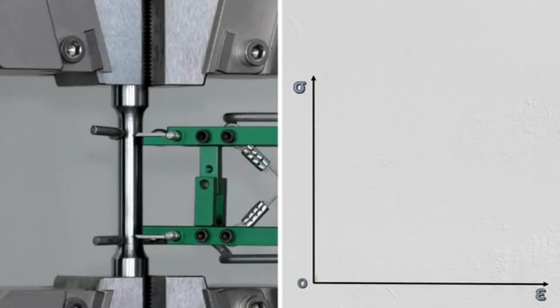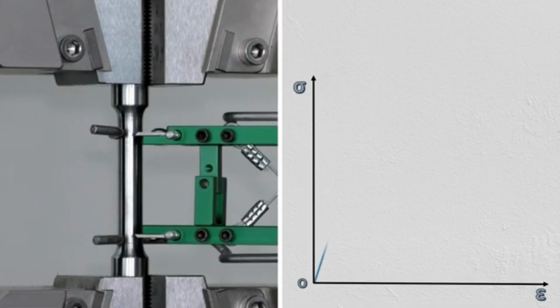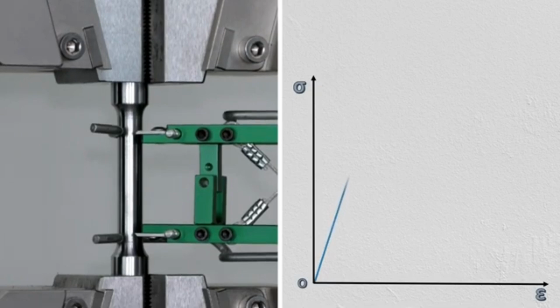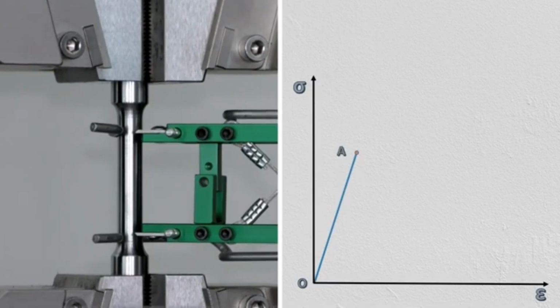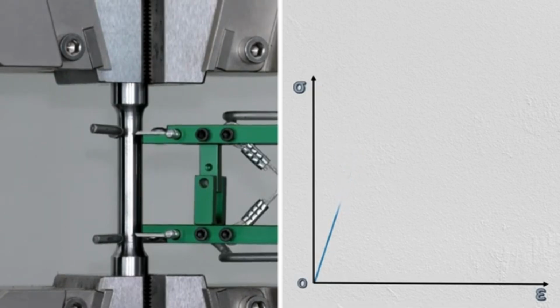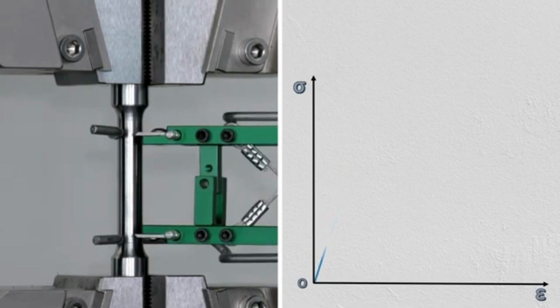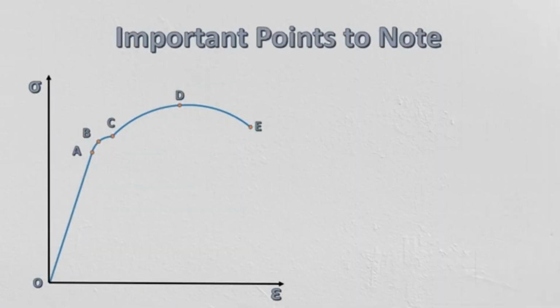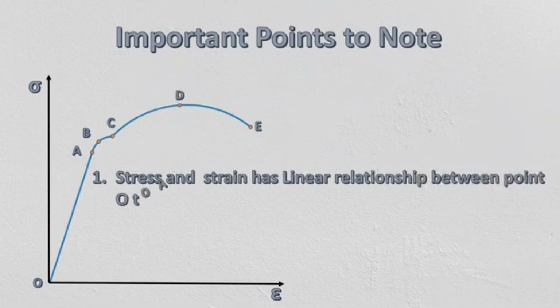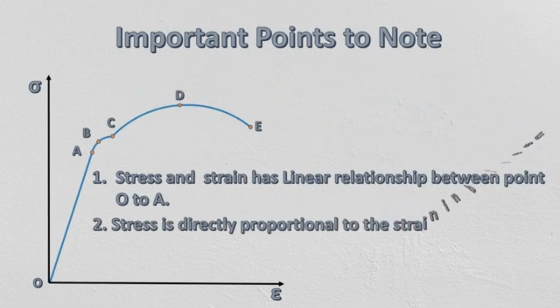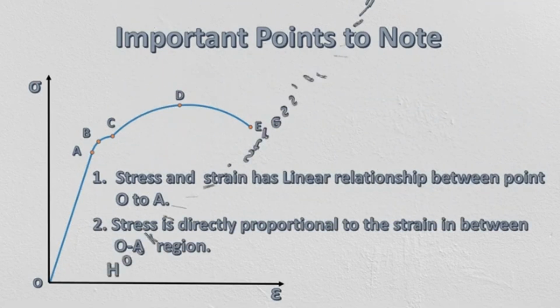As we load the testing object in tensile test, it begins to deform and stress continues to raise linearly up to a point A, on this graph. At this point A, if we remove the applied load on the testing object, it will restore to original shape without any deformation. As you can see in this graph, from point O to A, the stress and strain has a linear relationship, and stress is directly proportional to the strain within this region.